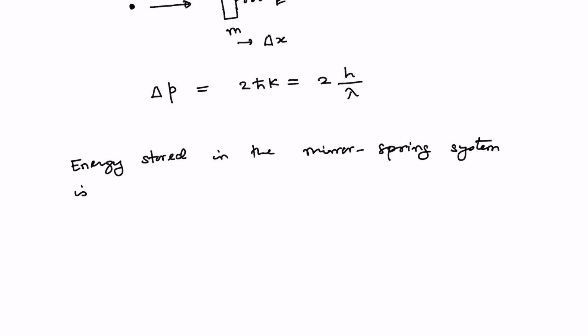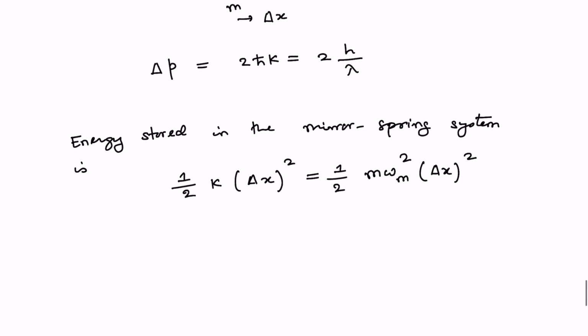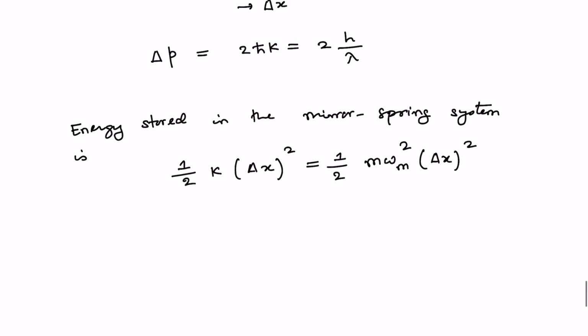System is 1/2 k delta x square, right? That is the potential energy stored in the spring, and this also I can write as 1/2 k equal to m omega m square, where omega m is the resonance frequency of the mirror spring system. Okay, and you have here also delta x square. M is the mass of the mirror.